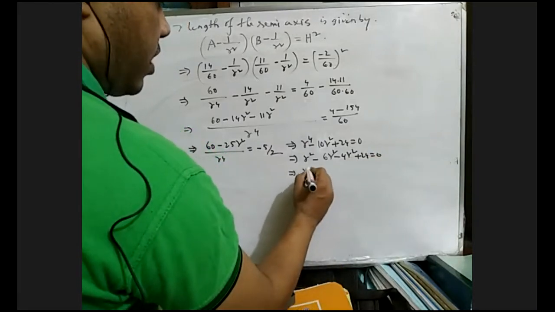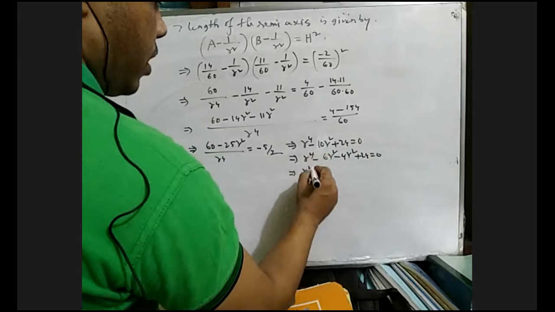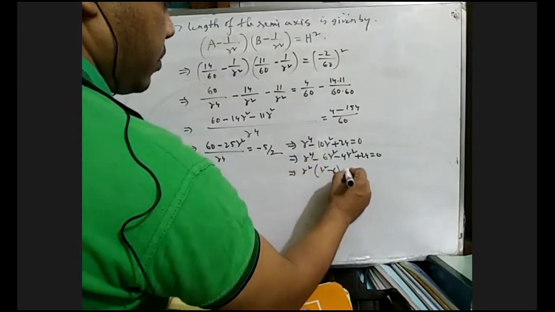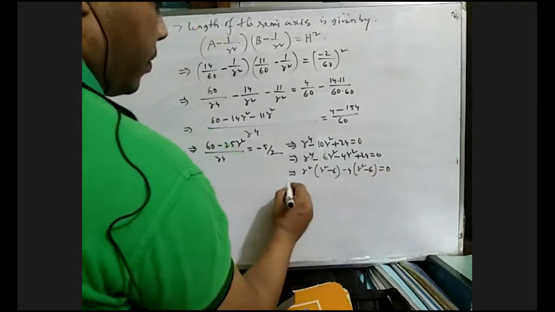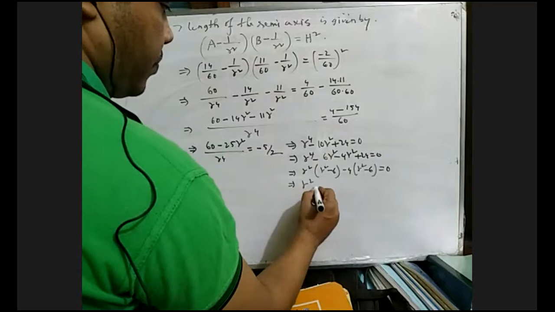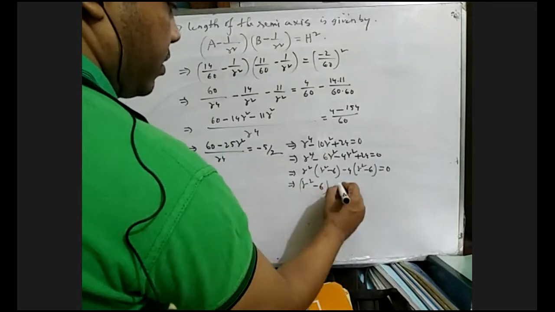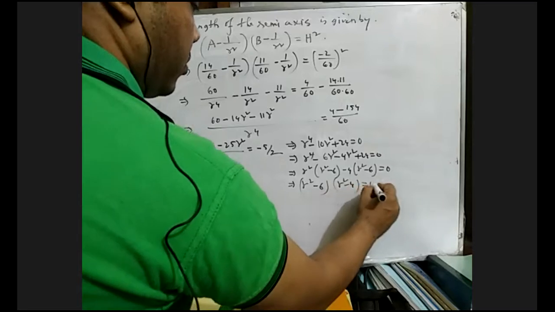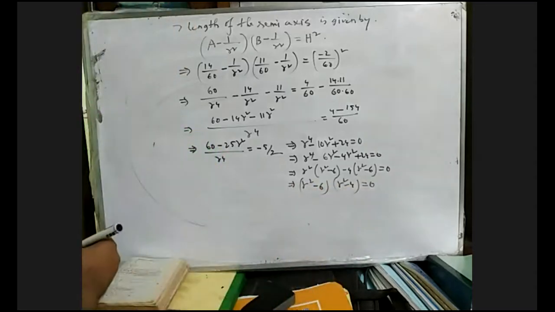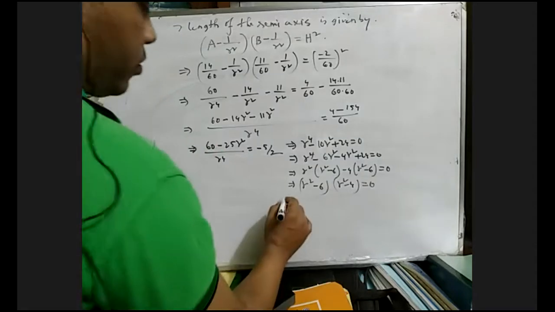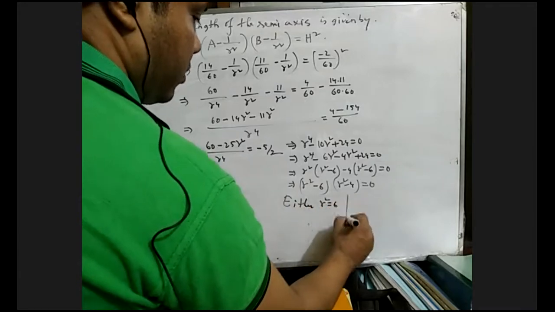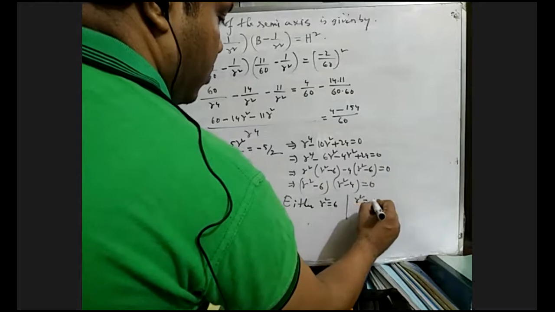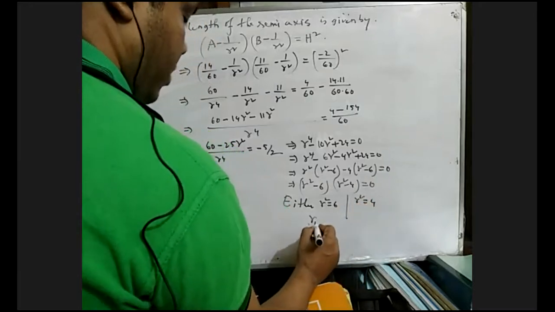From this, r square will be common: r square (r square minus 6) minus 4 (r square minus 6). So (r square minus 6)(r square minus 4) equals 0. Either r square minus 6 equals 0 or r square minus 4 equals 0. So either r square equals 6 or r square equals 4.